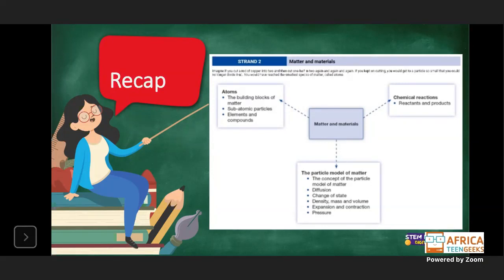Guys, today we'll be looking at chemical reactions, okay? So we're basically looking at the reactants and products that make up chemical reactions. So remember, guys, if you do have any questions, you can post them in the group chat or alternatively raise your hand.